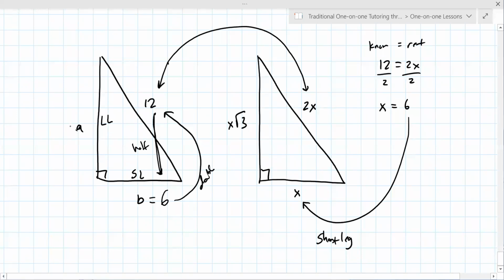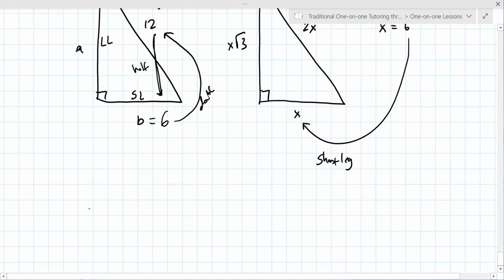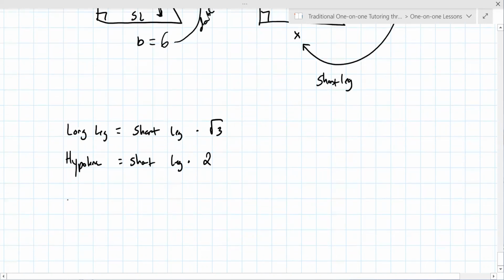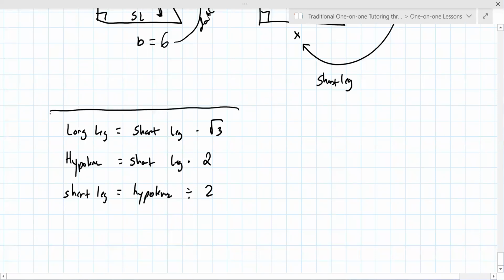To find A, to find the long leg. Sometimes it's easier to do this in words. The long leg is the short leg times the square root of 3. The hypotenuse is the short leg times 2. Alternatively, you could say the short leg is the hypotenuse divided by 2. Maybe these will be more helpful for you.